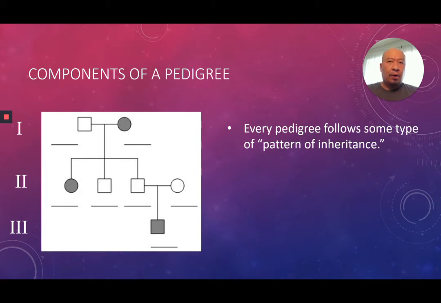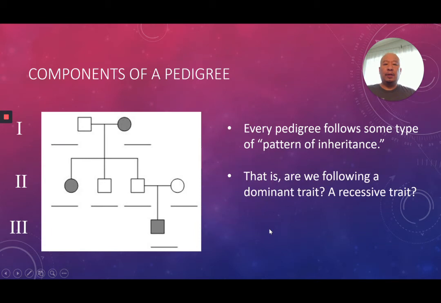there are 2 other types of inheritance patterns that involve the sex chromosomes specifically. I won't get to that in this lesson, but a few lessons from now, you'll hear me say something like sex-linked inheritance patterns. They can also be dominant and recessive as well. So when we get to them, I'll go into more detail about them.